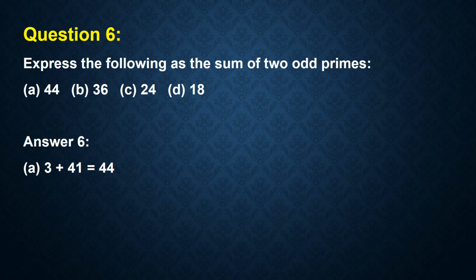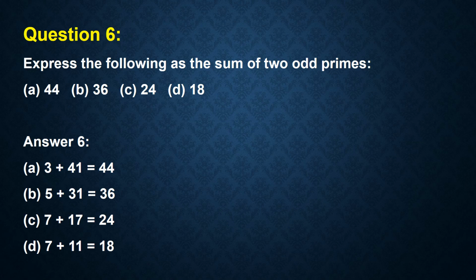Next is 36. Now for 36, if we take 3, then 3 plus 33 is equal to 36. And 33 is a composite number. So this sum is not possible. We will move on to 5. 5 plus 31 is equal to 36, where both 5 and 31 are odd primes. Similarly, C part: 7 plus 17 is equal to 24, where both 7 and 17 are odd primes. D part: 7 plus 11 is equal to 18, where both 7 and 11 are odd primes.